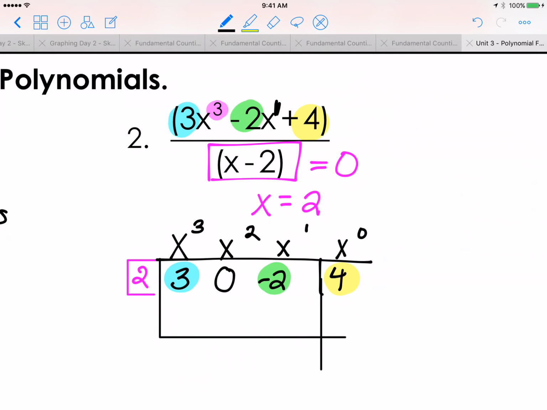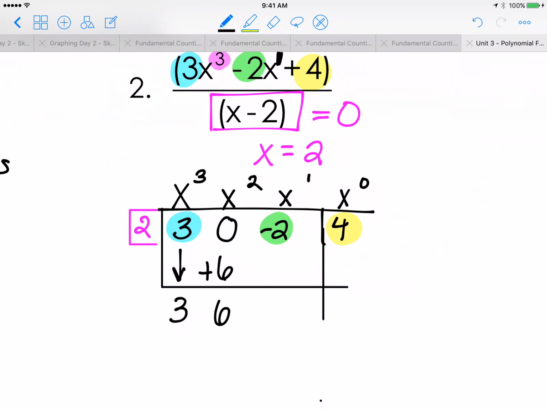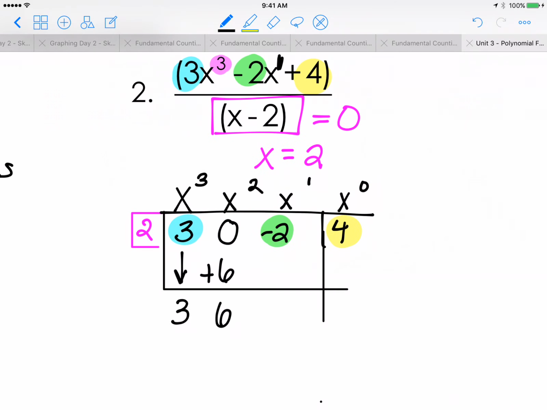Okay, so now we're ready for synthetic division. Drop down your 3, multiply up. 3 times 2 is not 2, it's 6, and that's a positive 6. So 0 plus 6 is 6. 6 times 2 is 12, and that's a positive 12. -2 plus 12 is 10. And 10 times 2 is 20, and it's a positive 20. And 4 plus 20 is 24.